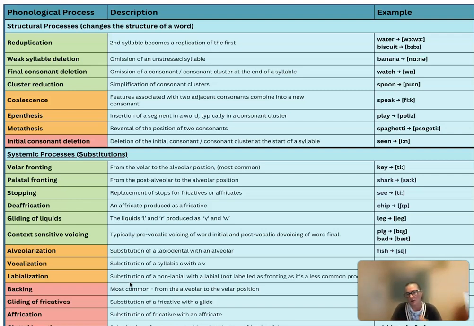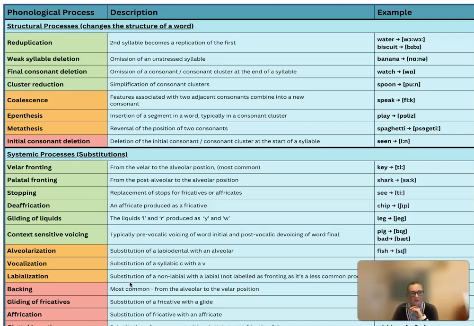Also, just need to say that how I've done it, I've structured it in terms of structural processes, so those that change the structure of the word, and systemic processes, substitutions. I've put the name of the phonological process on the left, then a quick description, and then an example. In my examples, I've made sure I'm using the phonetic symbols that we should be using as part of the RCSLT. So that's why you'll see some slightly different, potentially, vowels that you might not have used before.